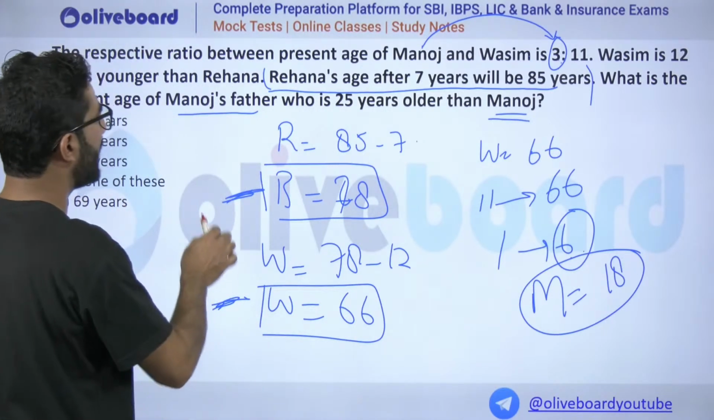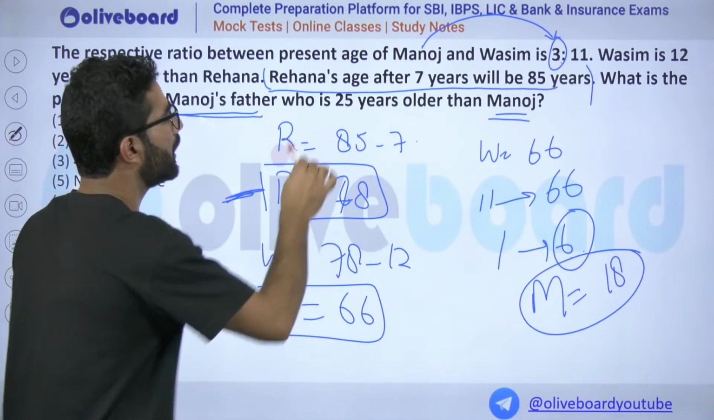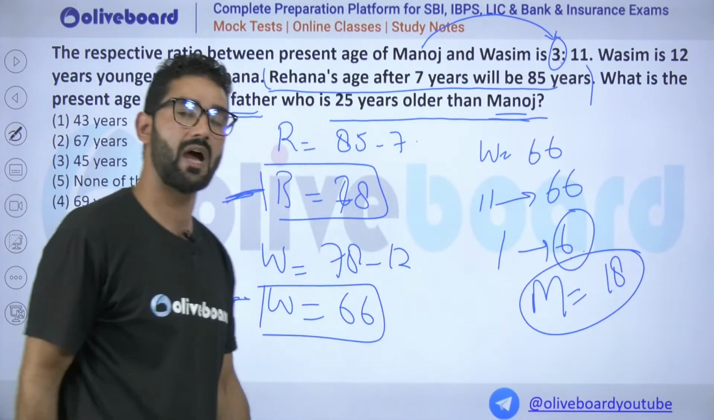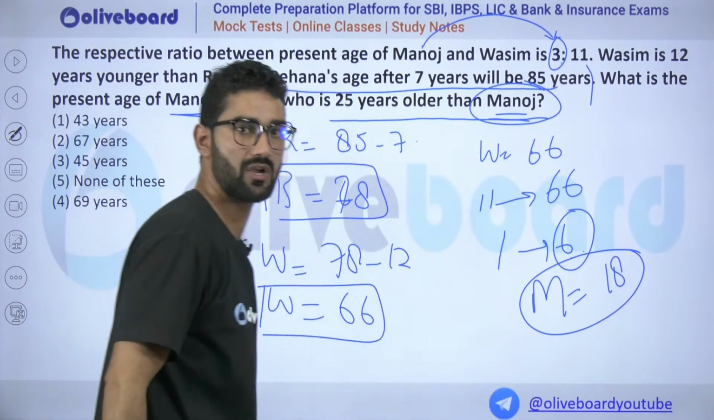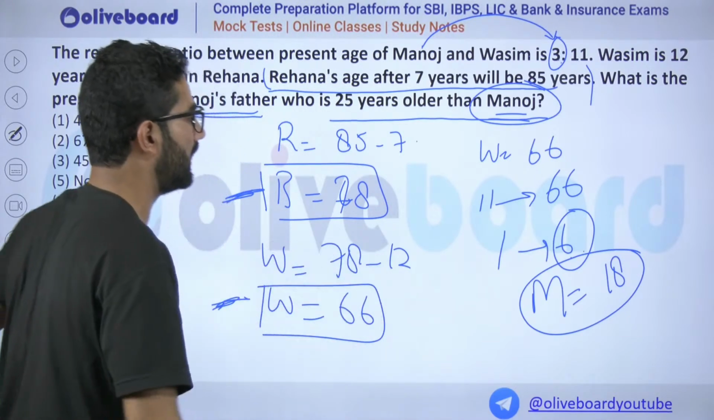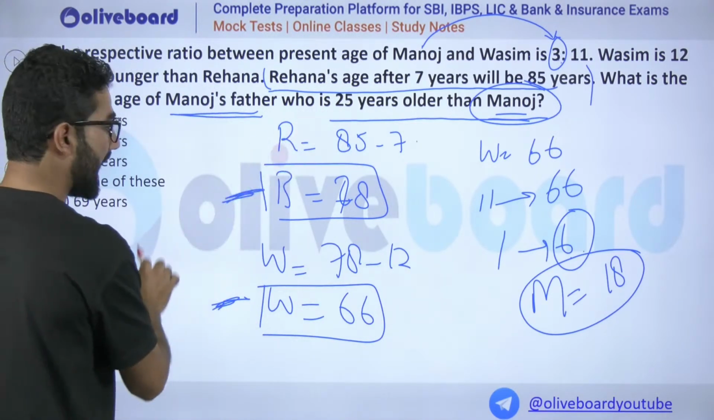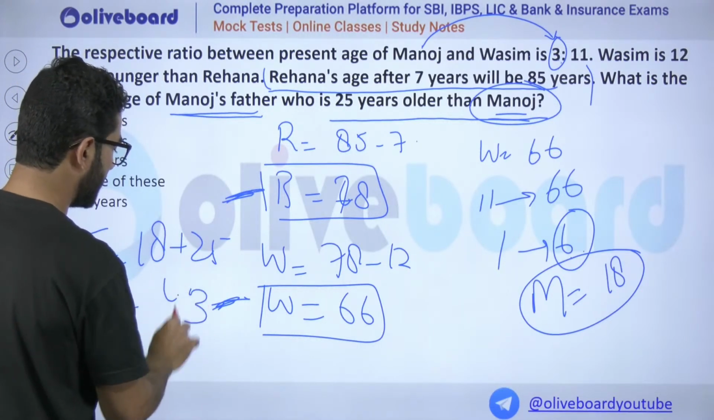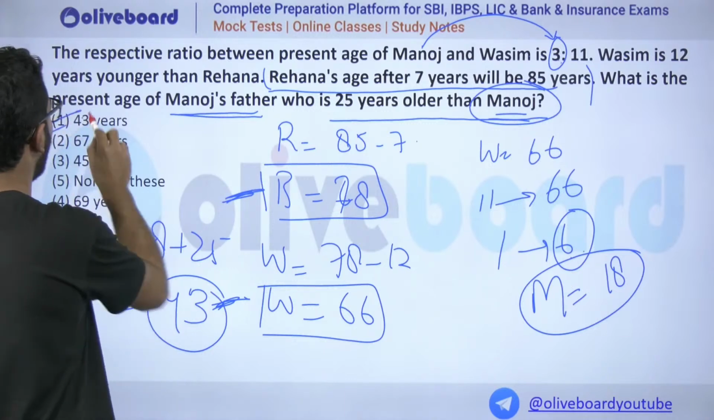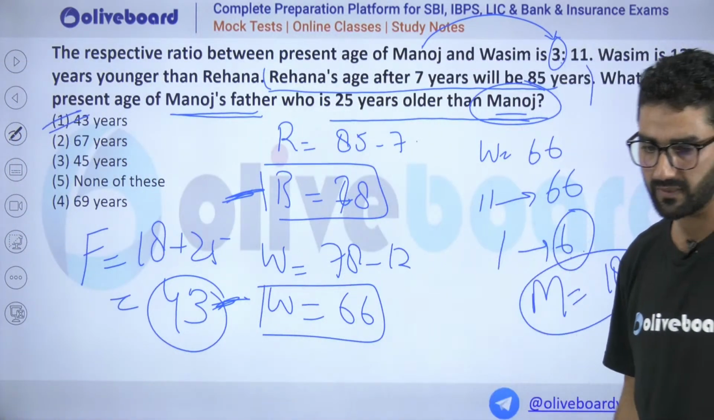Now we have to calculate the present age of Manoj's father, who is 25 years older than Manoj. I told you at the beginning of this question, we are interested in the age of Manoj. Now Manoj has an age of 18, so the age of his father will be 18 plus 25, that is 43. So 43 will be the correct option, option A. Good, bank aspirants.